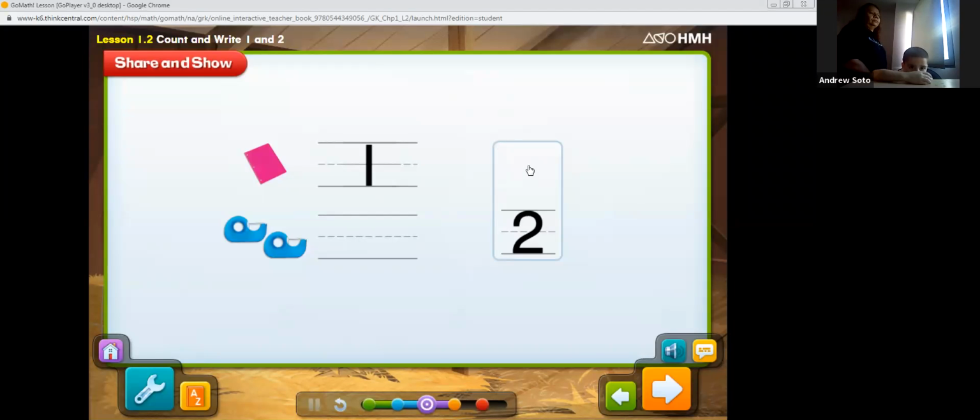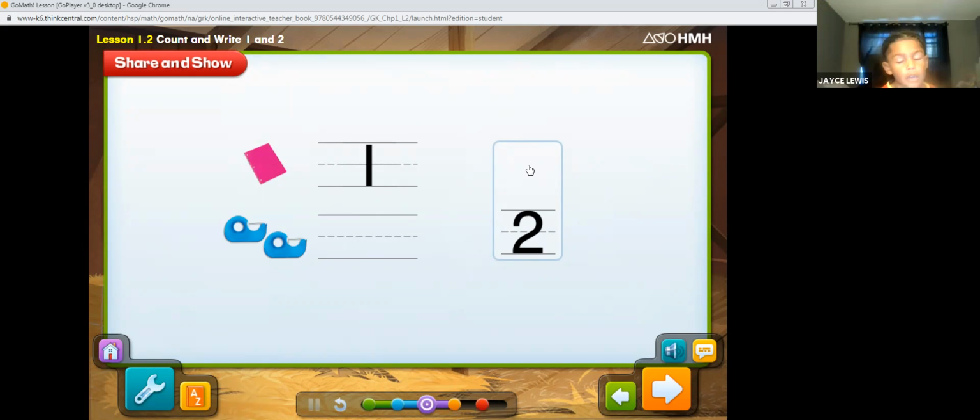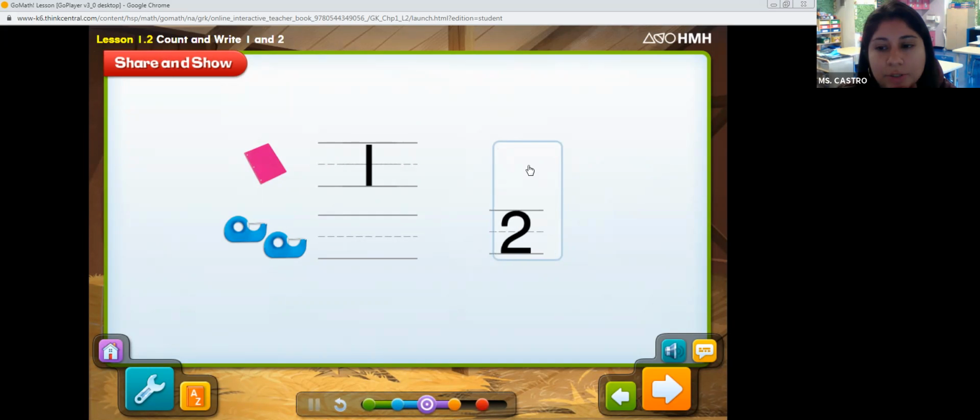Beautiful. Now I need help with the number 2. Where is the number 2? Is it on top or is it on the bottom? Jace, can you help us out? Where is the number 2? Top or bottom? Bottom. Very good. Bottom is correct. So Ms. Castro is going to take the number 2 and drag it over to the 2 tape dispensers. There we go. Great job! The number 1 should be next to the 1 notebook, and the number 2 should be next to the 2 rolls of tape.